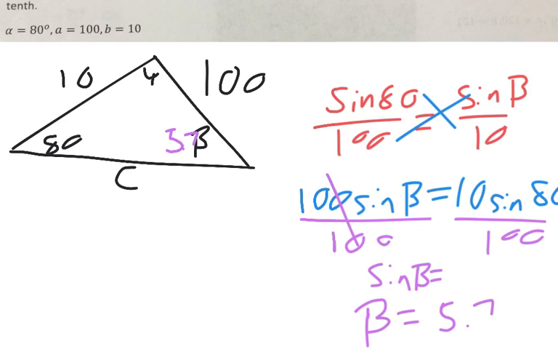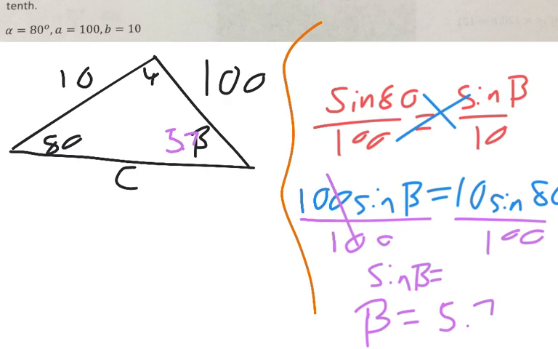Can't work, because if beta was 174.3 and I already know alpha is 80, that's over 180. So that means there's not two solutions this time. There'll only be one. Does that make enough sense as to why? So now then, I have to do all that same process, but just with one triangle. I don't have to worry about a second triangle.